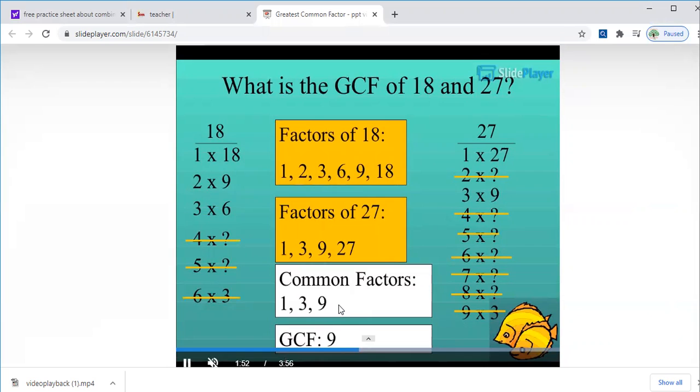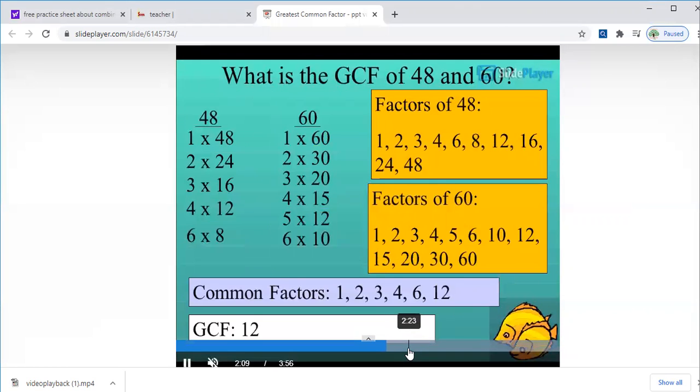So what are the common factors? The common factors are 1, 3, and 9. What is the greatest common factor? The greatest common factor is 9, because it is common between them and it is the greatest one.